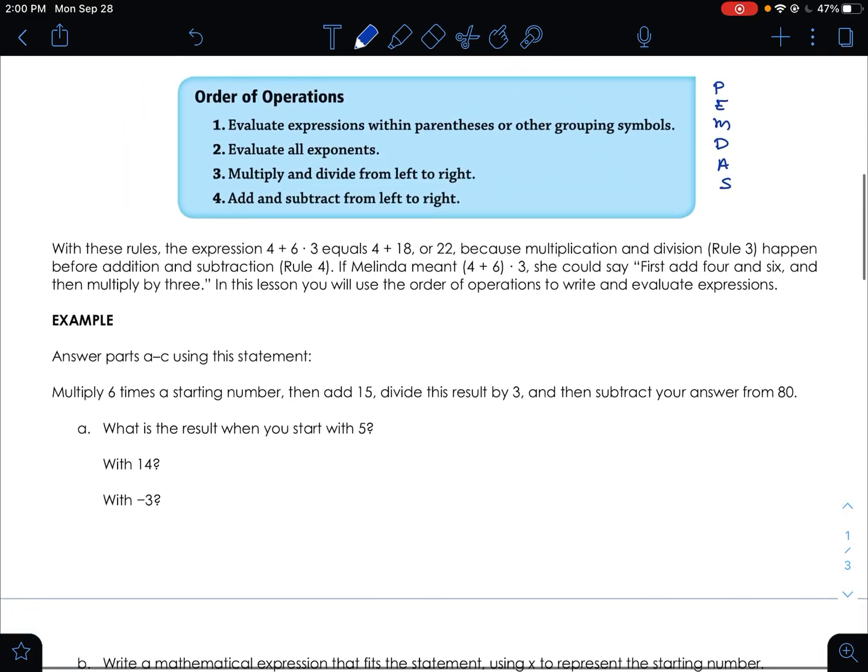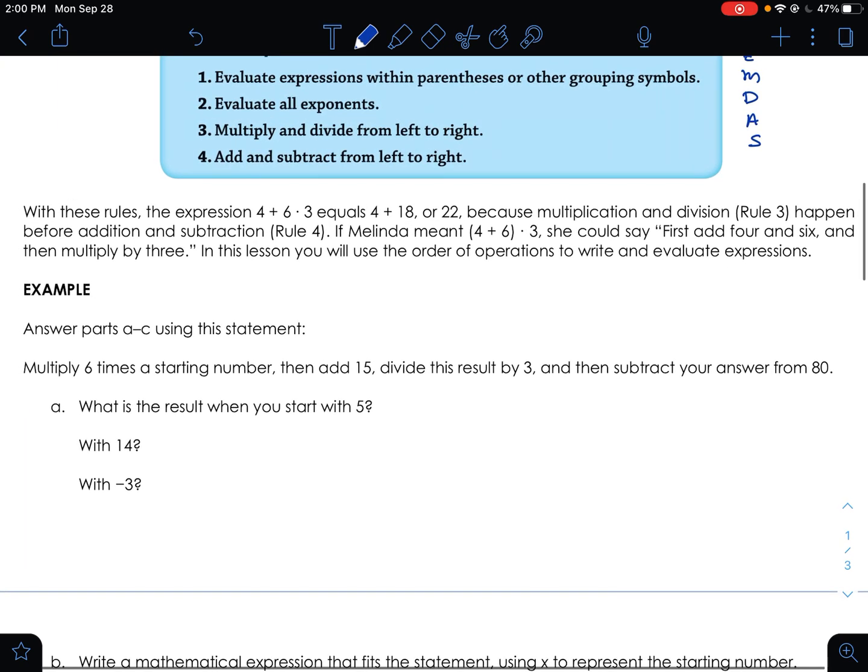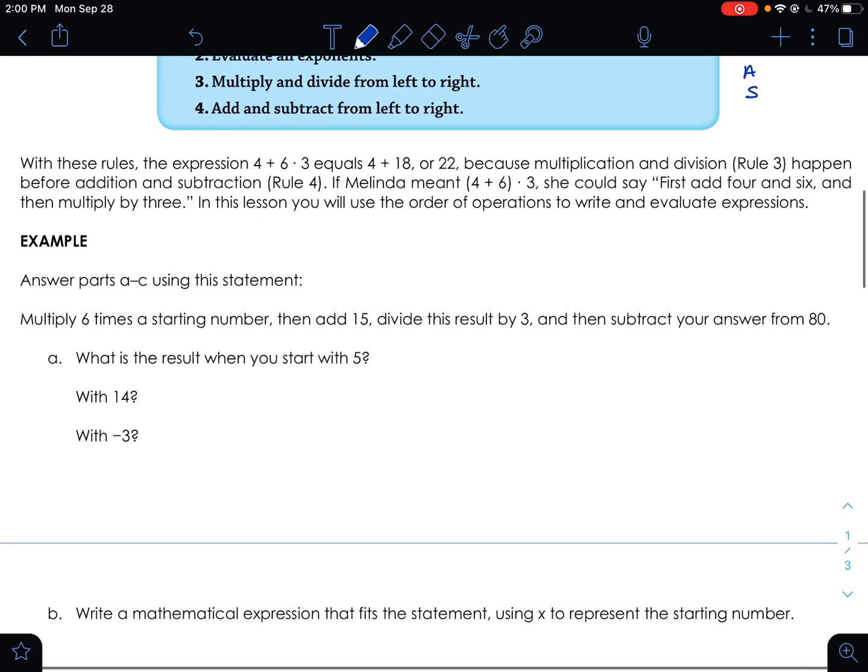So now we're going to look at how we can come up with equations based on the order of operations that we are given in a sentence. First, we're going to look at part A of this example. It says multiply 6 times a starting number, then add 15, divide this result by 3, and then subtract your answer from 80.